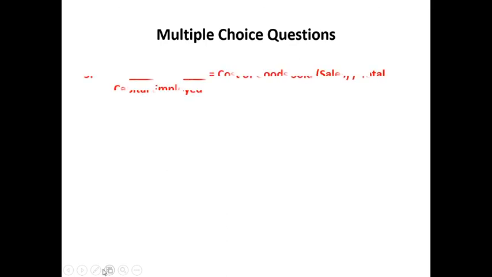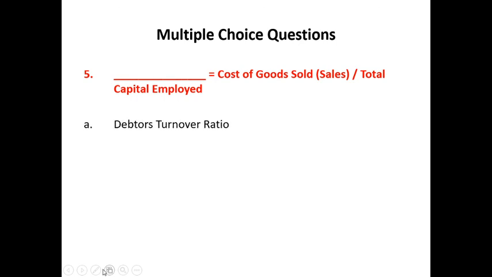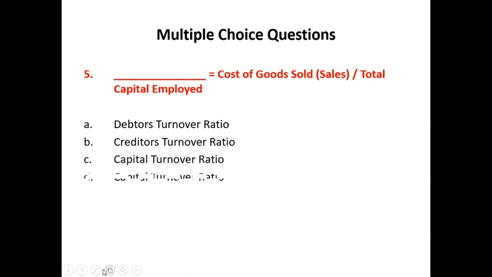And the last multiple choice question: dash is equal to cost of goods sold or sales divided by capital employed. The options available are debtor turnover ratio, creditor turnover ratio, capital turnover ratio. The correct answer is capital turnover ratio.